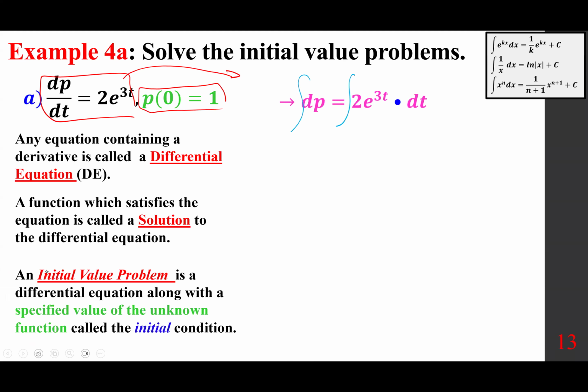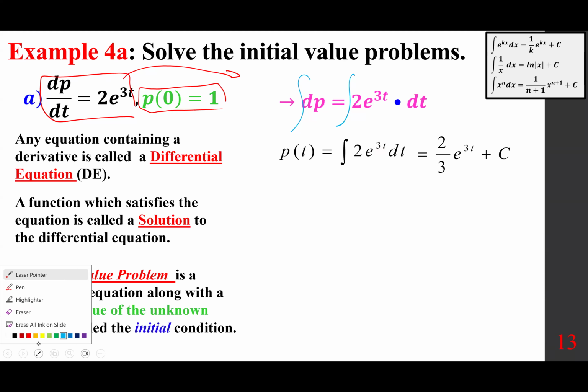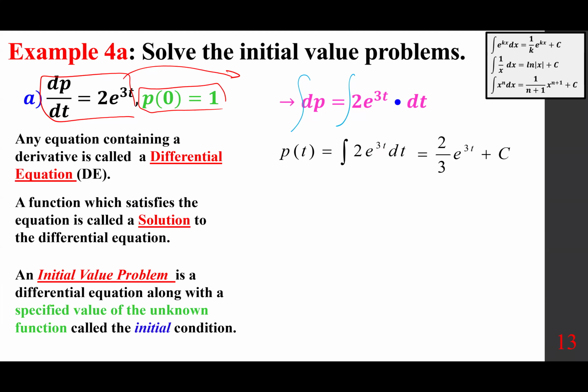And integrating both sides, the left side becomes p of t. And we are going to integrate the right. Because it's an exponential, we're going to divide by 3, and we add a constant. So 2/3 e to the power of 3t plus c. So what we have is something we've been doing all along, known as the general solution.